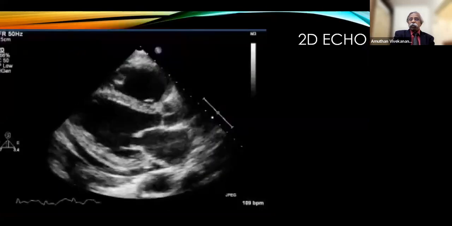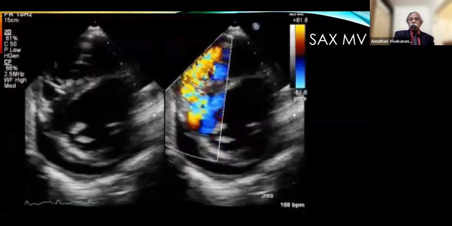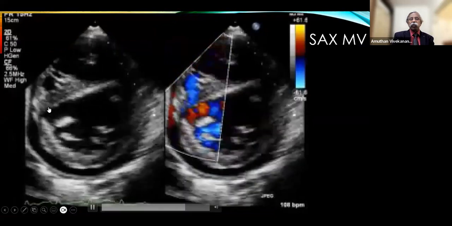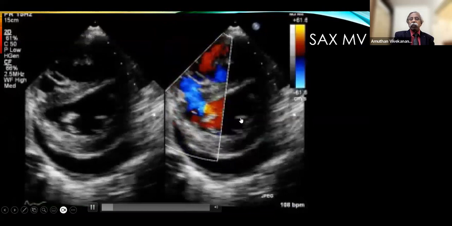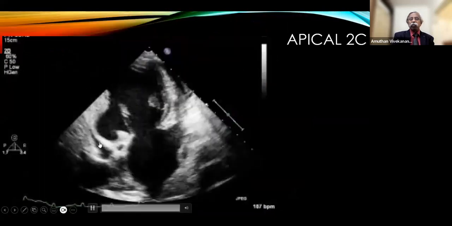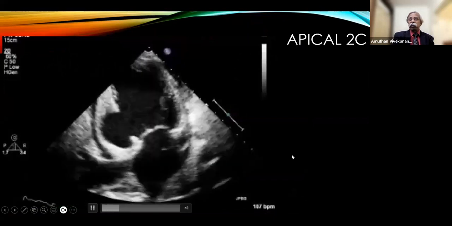Transsystolic normal and the inferior MI. You can see here this is a 2D echo, and this is the septum, the inferior septum, which you can see here. Ventricular septal rupture in the septum. That's the regional wall motion abnormality in the inferior wall. This is the inferior wall bulging.